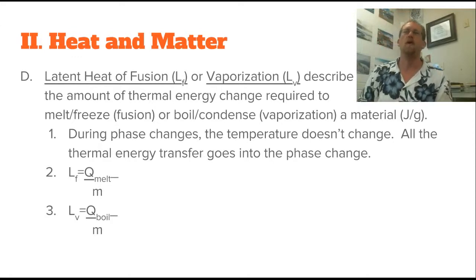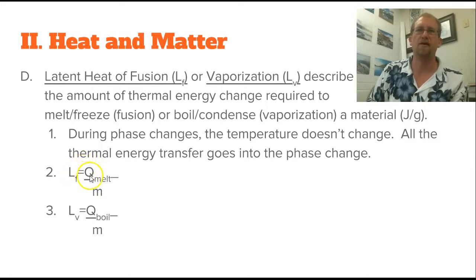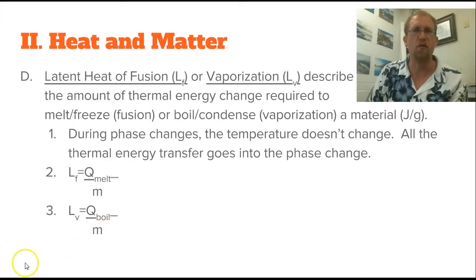Okay, so we calculate latent heat of fusion by looking at the amount of thermal energy it took to melt a substance divided by its mass. Or the latent heat of vaporization is the amount of heat it took to boil a substance divided by its mass. Okay, so that's a pretty simple, straightforward equation.